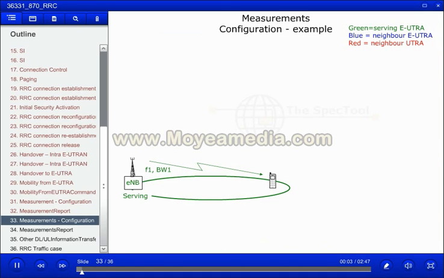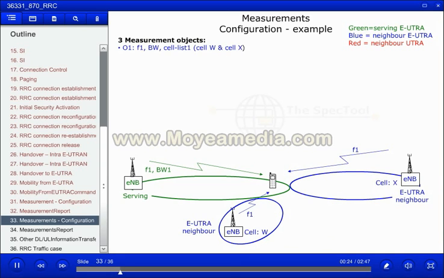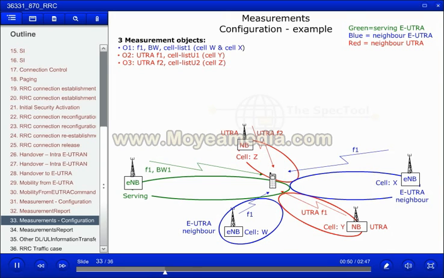Here is an example for measurement configuration. Green color indicates the serving cell, EUTRA. Blue color indicates EUTRA. And red color indicates UTRA. 3 measurement objects are defined. MeasObjectID 01 for EUTRA measurement, cell W and cell X. MeasObjectID 02 for UTRA frequency 1, cell Y. MeasObjectID 03 for UTRA frequency 2, cell Z.